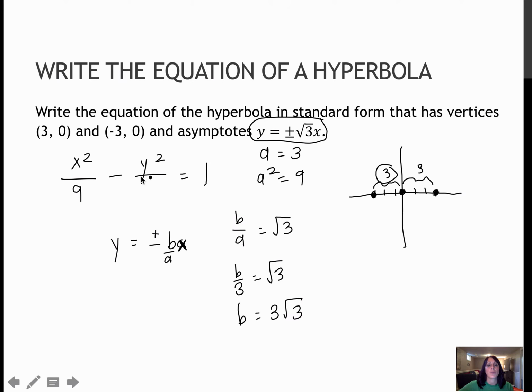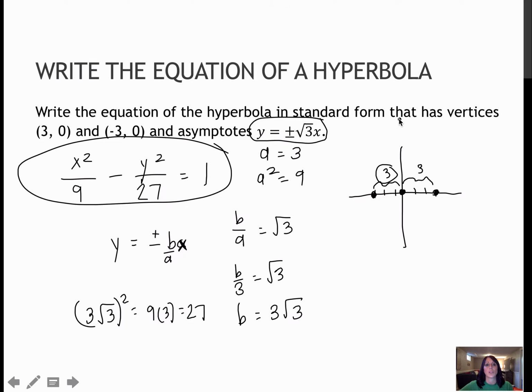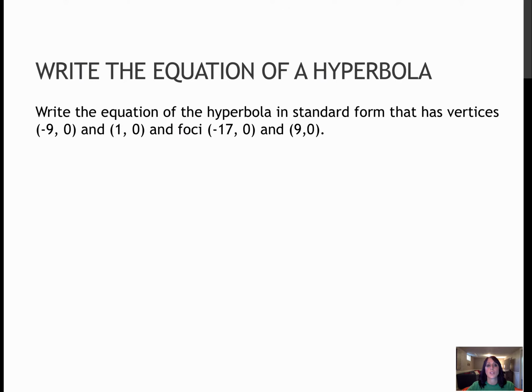So this value, which should be b squared, needs to be 3 radical 3 squared. Squaring 3 gives me 9. Squaring radical 3 gives me 3. So that's 27. So the 27 would go here, and that's my new equation. In this question, again, I'm given the vertices, and I'm also given the foci. So that's going to help me with the c value.